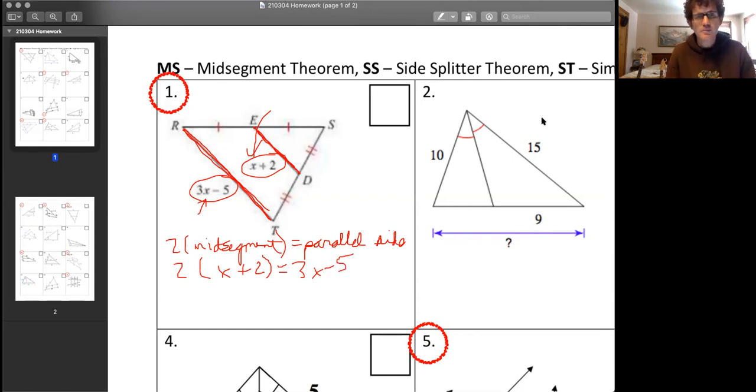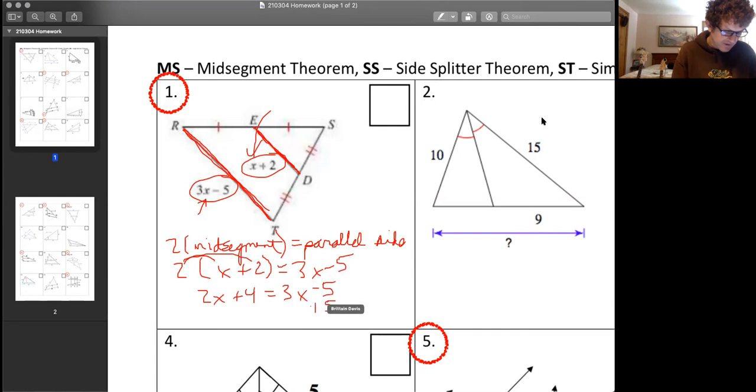So now I can just go through. This is the hard part of the problem. Once you've got the equation set up, it's just straightforward algebra. And that means I'm going to use distributive property. 2x plus 4 equals 3x minus 5. I can add 5 to both sides.